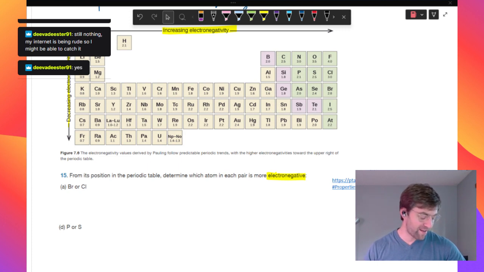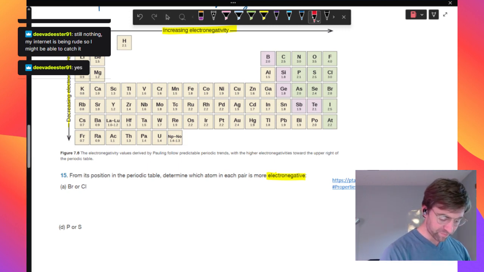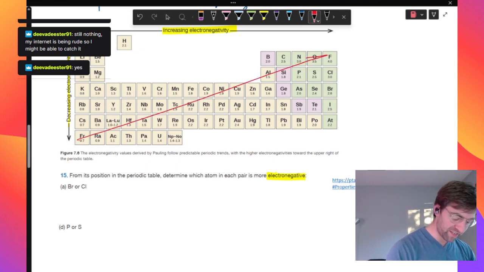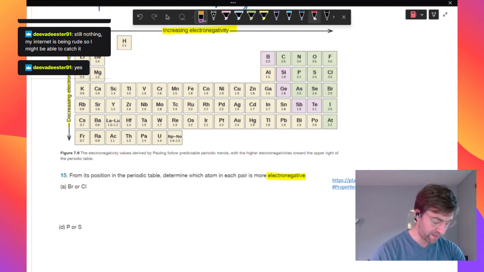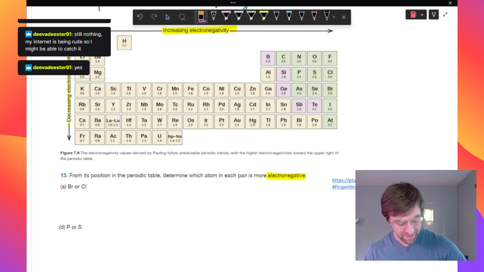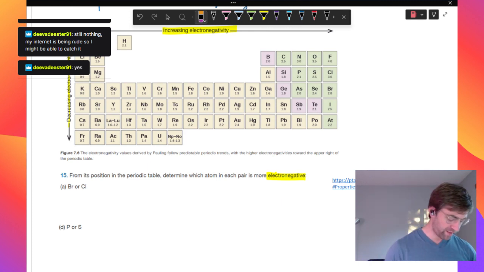So right now we are looking at periodic trends again. We have a sort of abbreviated periodic table here. Looking at electronegativity, the trend is increasing electronegativity as we go up and to the right. So from its position on the periodic table, determine which atom in each pair is more electronegative.